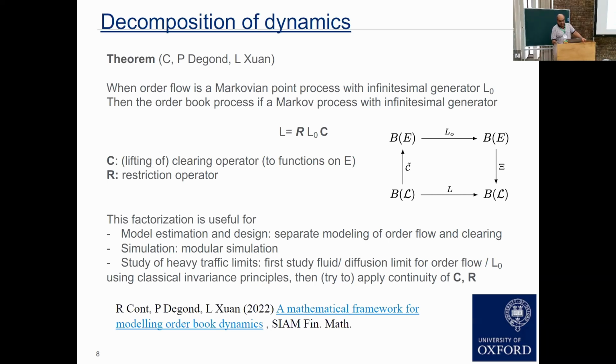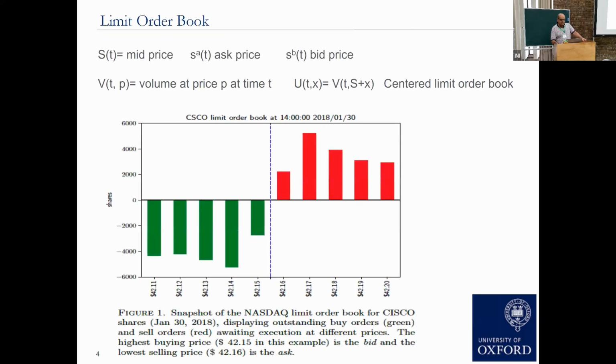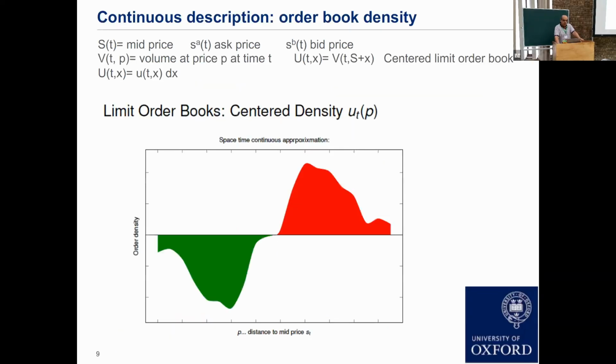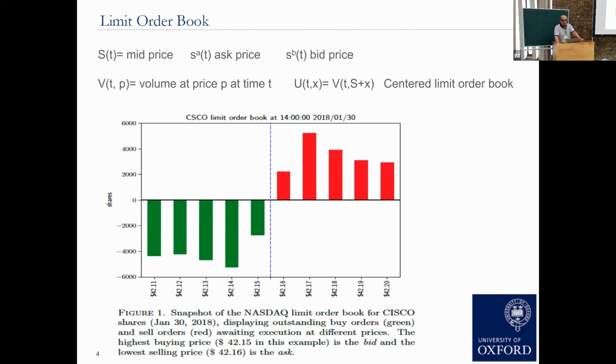Okay, so this is a technique, a trick, which can be used to simplify and get around this nonlinear state space problem. Let me show you an example of how these things can be used. One approach is to look at continuous limits of this order book, where the prices are multiples of the so-called tick, which is 1 cent.